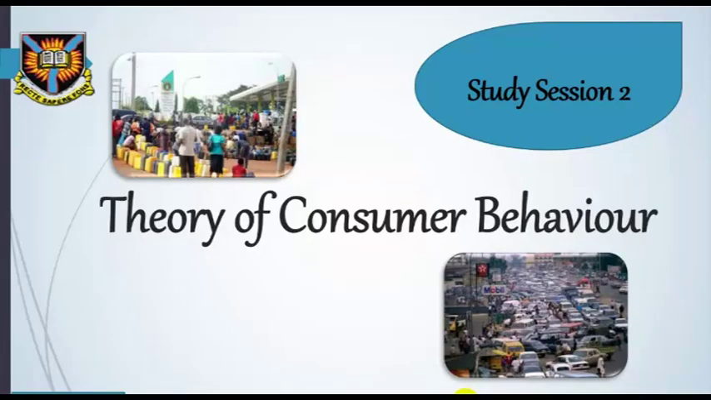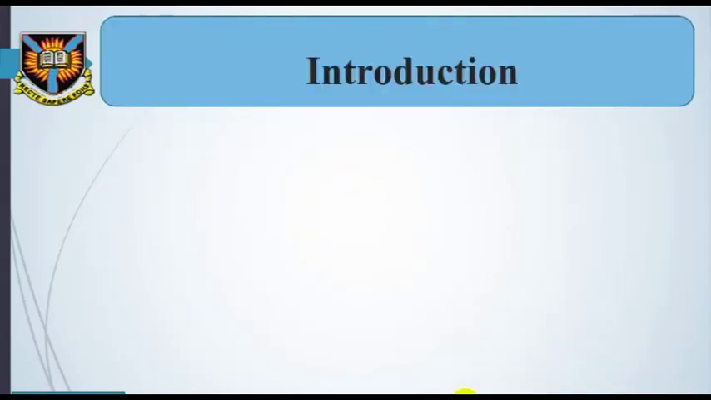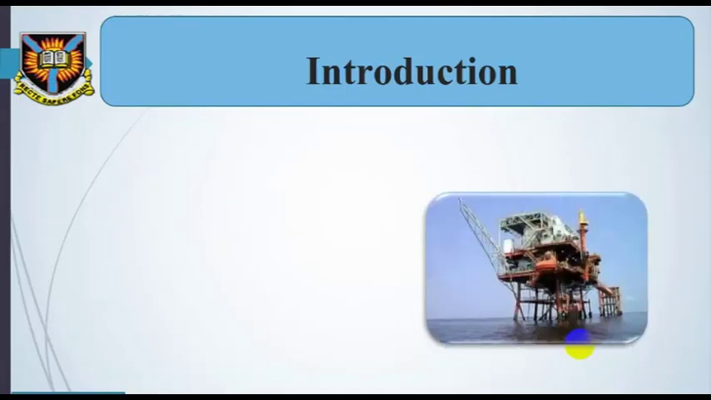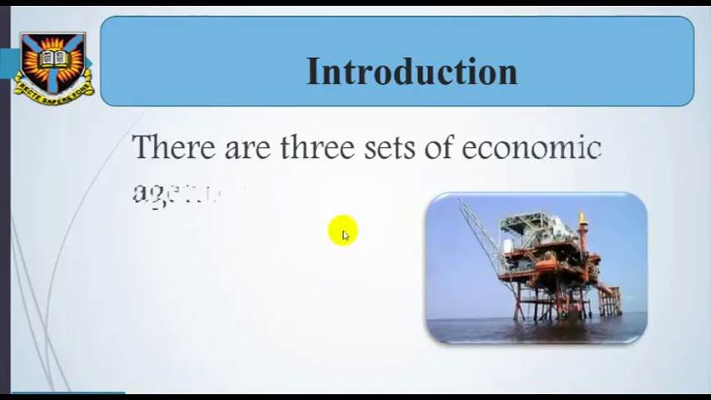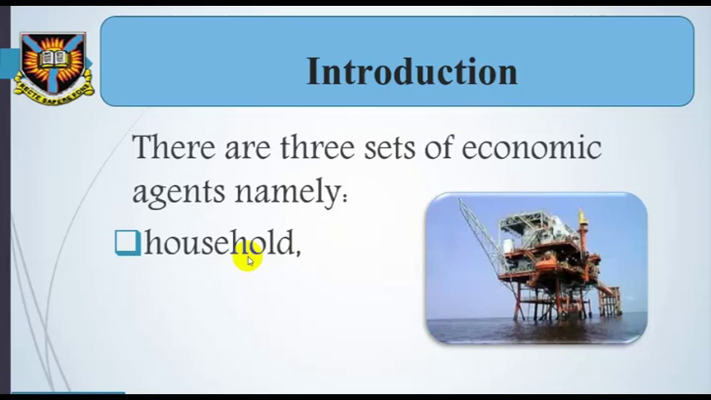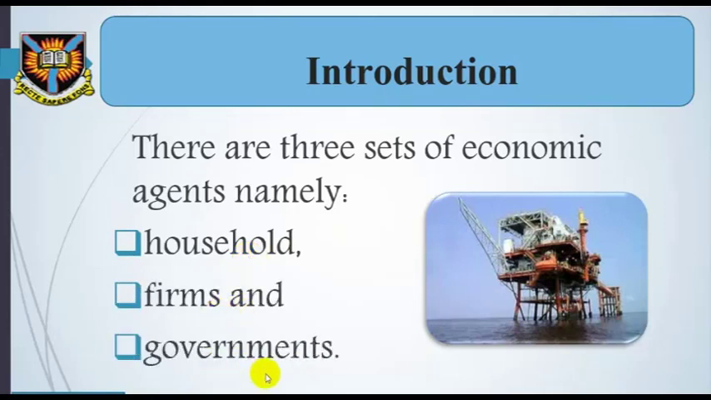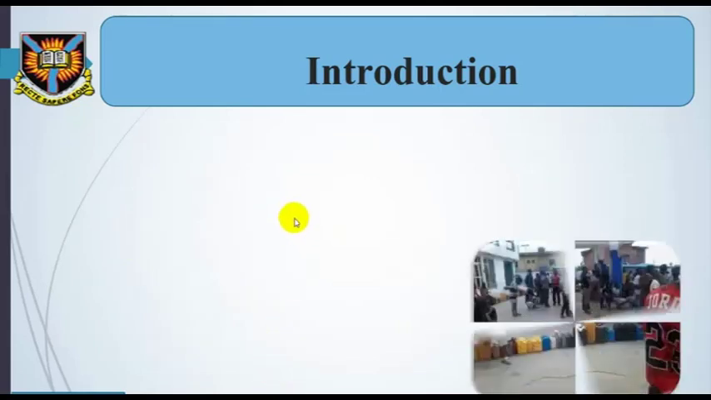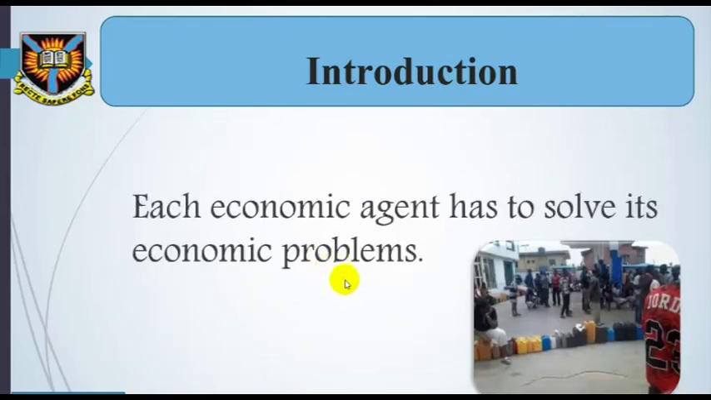Study Section 2, Theory of Consumer Behavior. Introduction. There are three sets of economic agents, namely household, firms, and government. Each economic agent has to solve its economic problems.